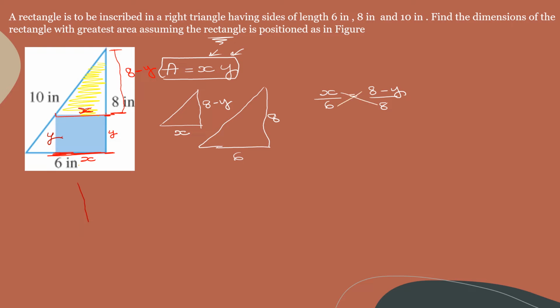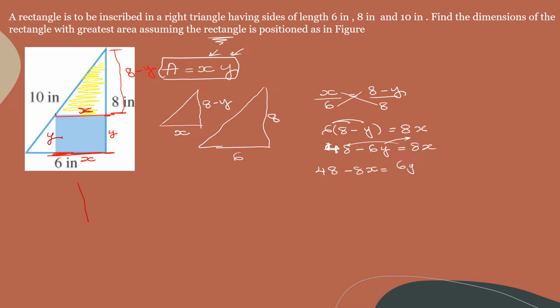Okay, so cross multiply, we will get 6 times 8 minus y equals 8 times x, 8x. Open the brackets by using the distributive property. So 6 times 8, you will get 48 minus 6y equals 8x. We are solving for y. So let's bring the 6y here to make it positive, and bring the 8x here; even if it is negative, we have no problem.